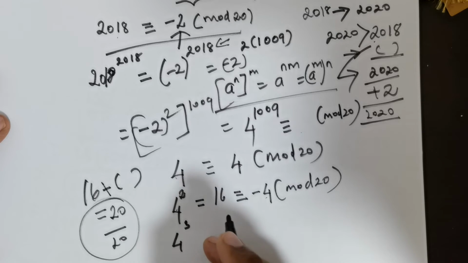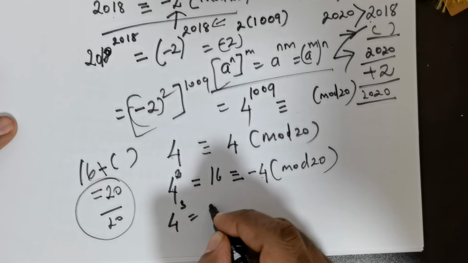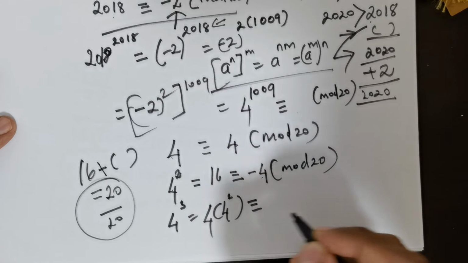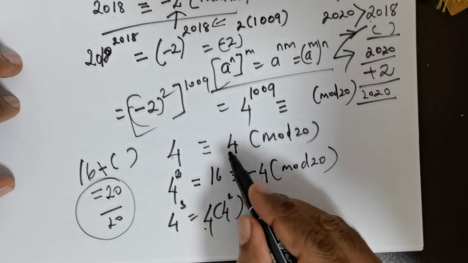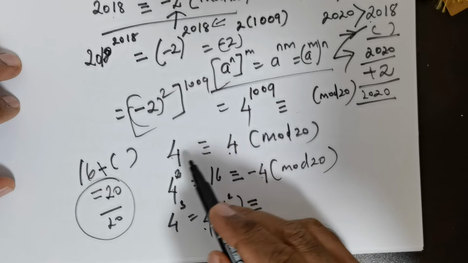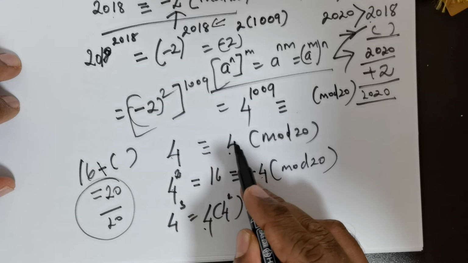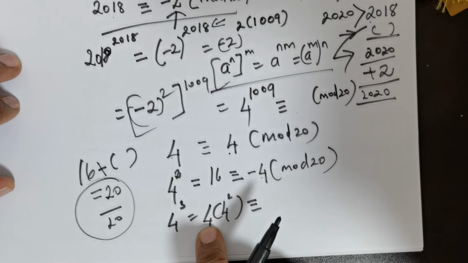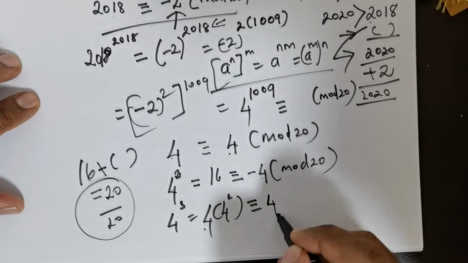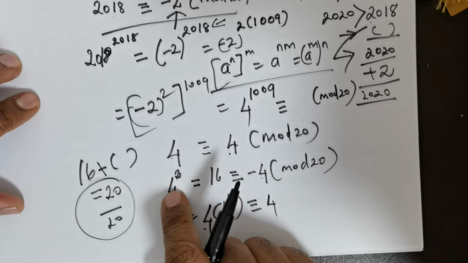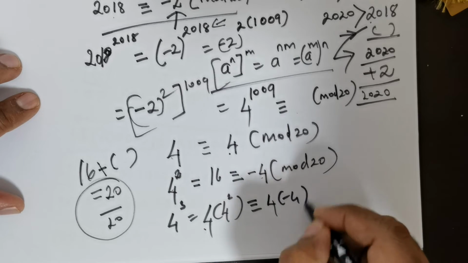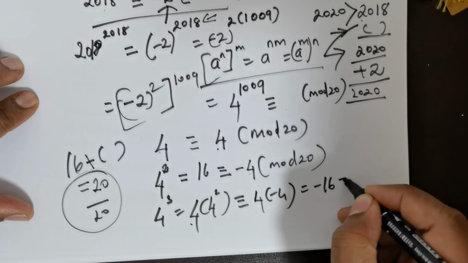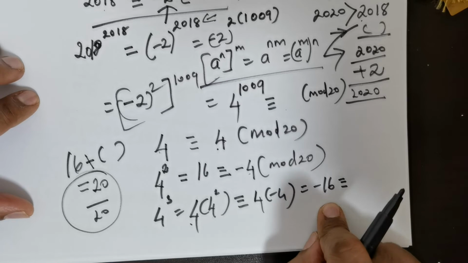Now let me take 4 to the power of 3. What is 4 to the power of 3? That's nothing but 4 times 4 squared. Now what is this? This is congruent to, when I add 4, I add a 4 here. 4 has been found to be congruent to 4 mod 20. So for this 4, I got a 4. And 4 squared is congruent to negative 4. 4 into negative 4, what do you get? You get negative 16.